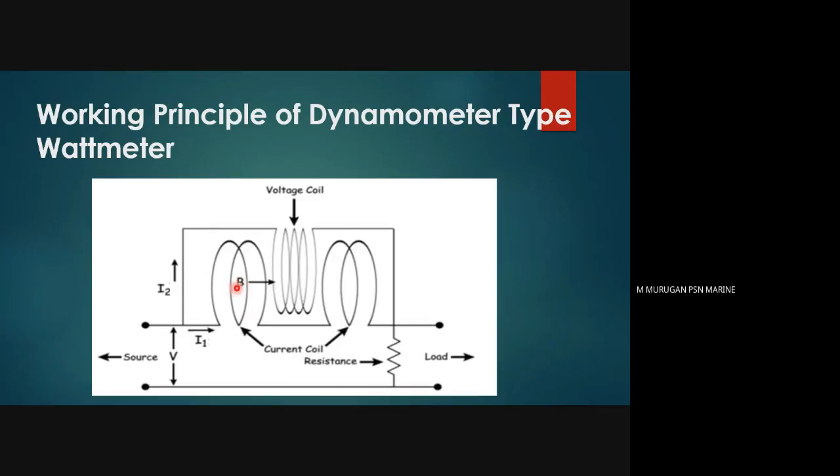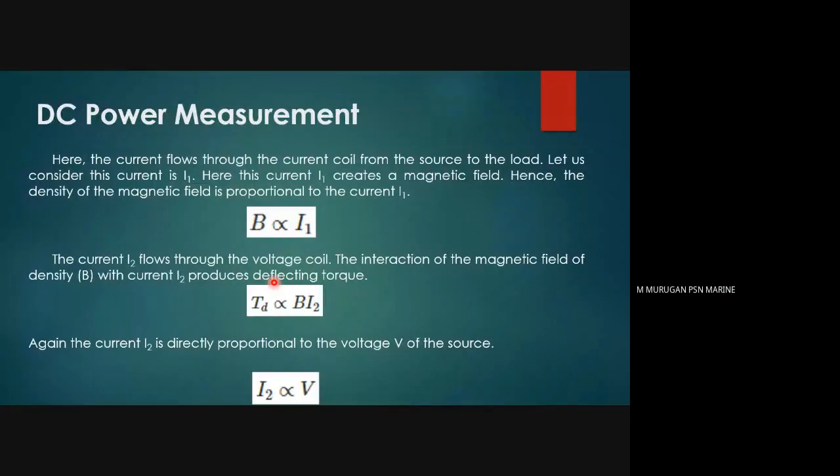So this flux reacts with this flux. Here also the current is flowing in this coil, so one more flux is produced. The interaction of these two fluxes creates some deflecting torque of that meter. So likewise, we are going to explain. See, we mention it in equation form, because all the physical things from an electrical point of view are expressed by means of equations.